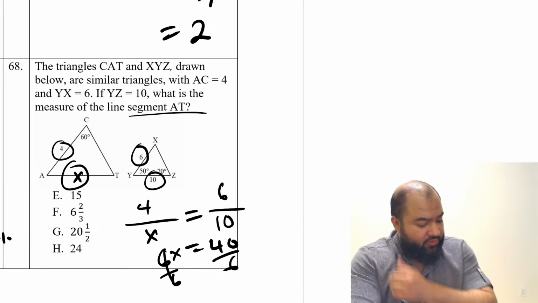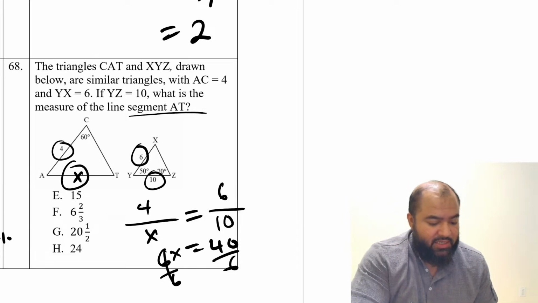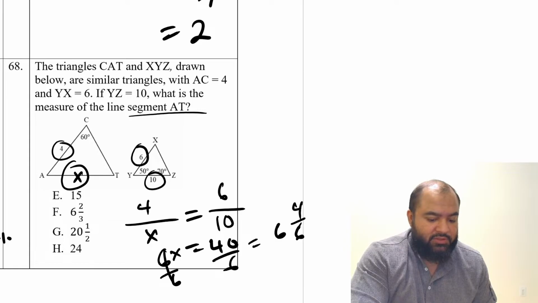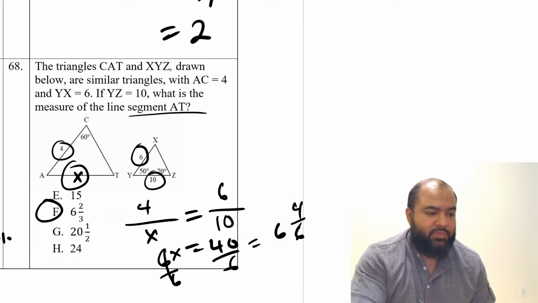Divide both sides by 6. So 6 goes into 40 how many times? 6 times, 6 and 4/6. 4/6 means 2/3.